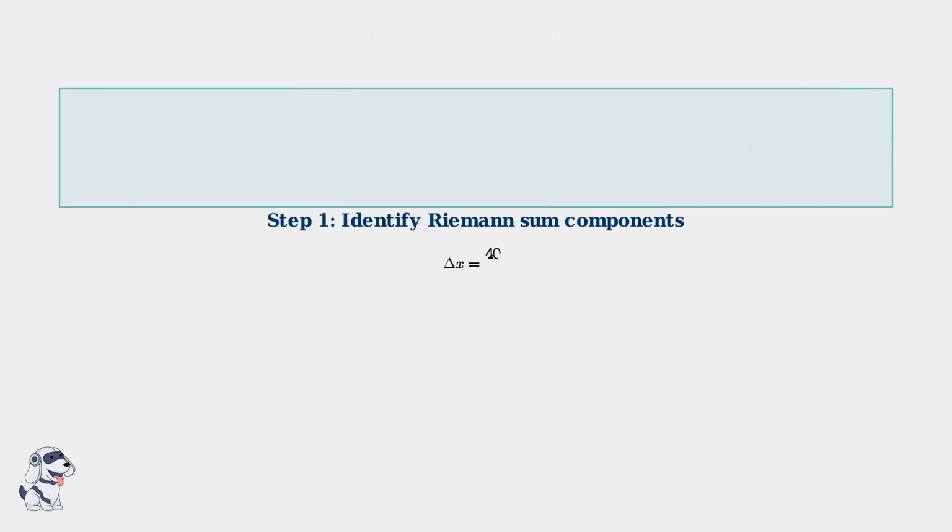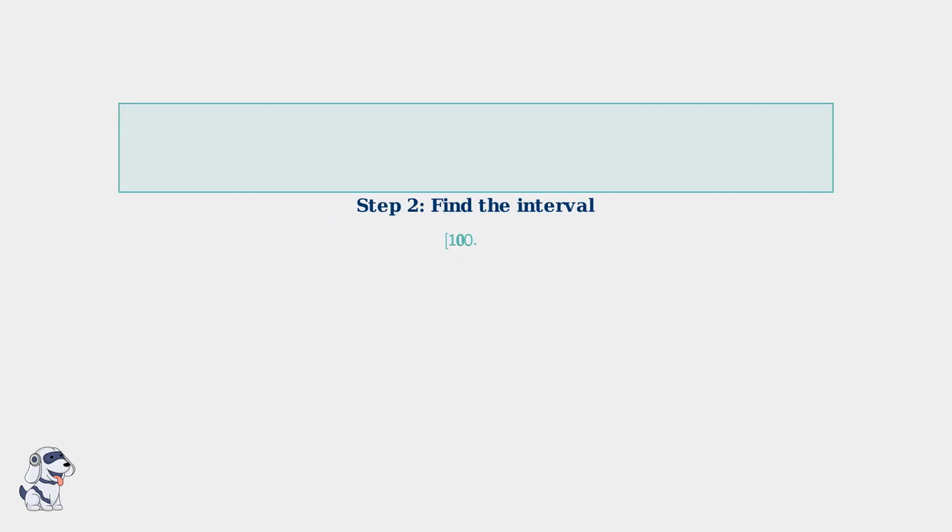Problem 2 asks us to evaluate the limit of this Riemann sum as n approaches infinity. First, let's identify the components of this Riemann sum. The width of each rectangle is delta x equals 400 over n. The sample point x sub i is 100 plus 400 over n times i. The function being integrated is f of x equals x squared. Next, let's find the interval of integration. When i equals 1, x sub 1 is 100. When i equals n, x sub n approaches 500. So the interval is from 100 to 500.